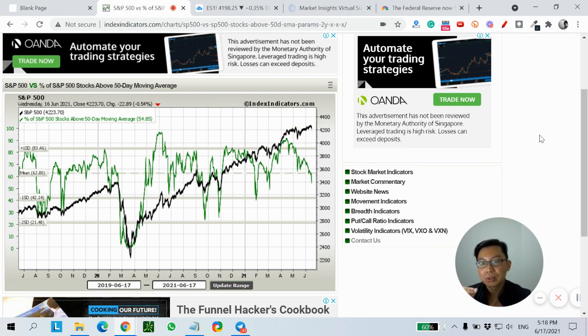This tells you that the market internally could be a lot weaker than you think it is, based on the S&P index that you always see in the news. So while they are going higher, quite a number of stocks, in fact 45% of them right now, are below their 50 days moving average. So this could be a cause for concern. This tells me that the market is not very strong.